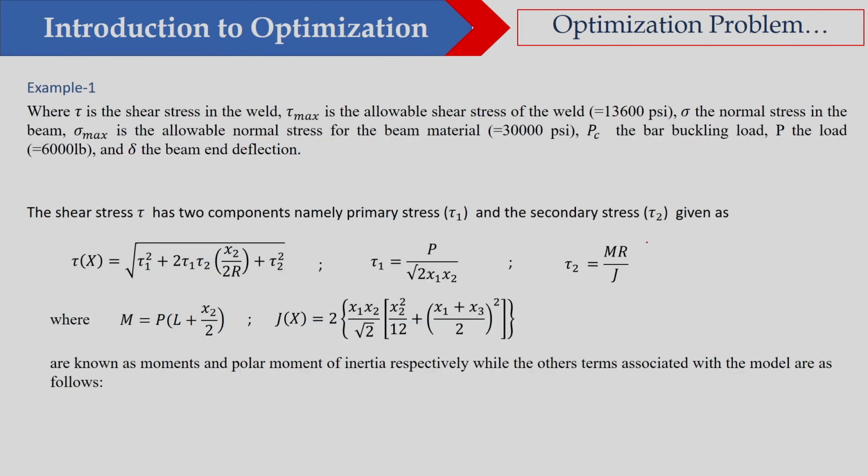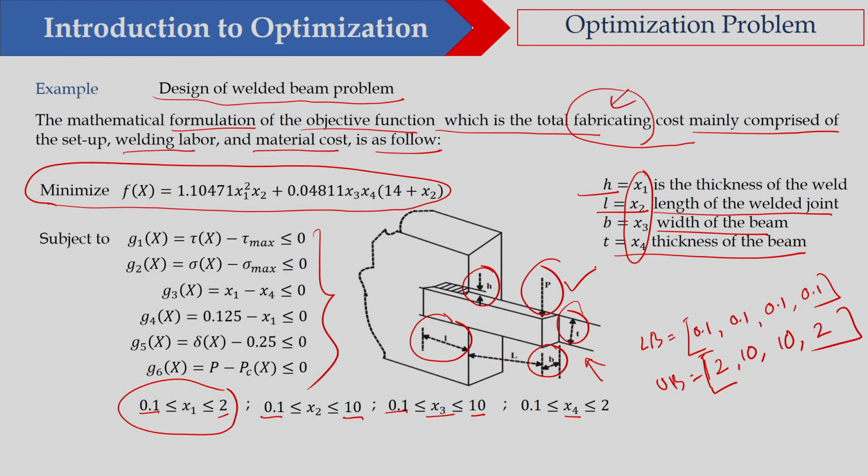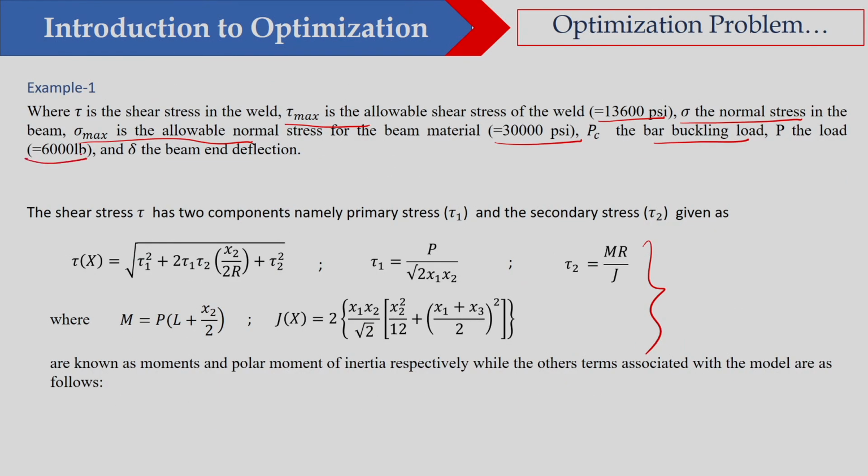So, this problem has these particular details. Here tau is the shear stress and tau max is the allowable shear stress, and this value is given. Sigma is the normal stress and sigma max is the allowable normal stress, which is also given. PC is the bar buckling load, and the bar buckling load is given here, in pounds. Delta is the beam end deflection, and these are the relations for shear stress. Other relations are also given.